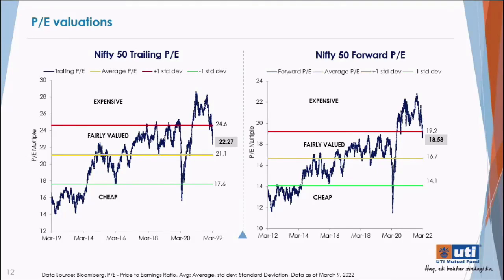Now you can see that on a trailing PE, the market has dropped back into the fair value territory, which is the area between the red line and the green line. And on a forward basis, again, it has just about managed to drop back into the fair value territory. So yes, the drawdowns will happen in the market, but when the drawdowns happen and pull down valuations into fair value, it creates an opportunity for investors. And certainly in the large caps, we can see that they have, as a result of this fall, entered the fair value zone again. On the next slide, we've got the price to book.